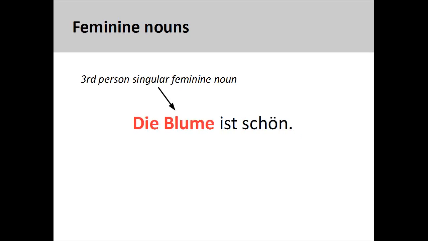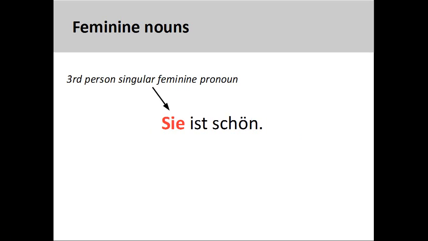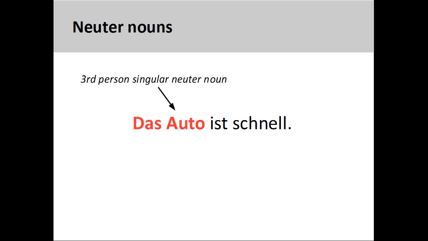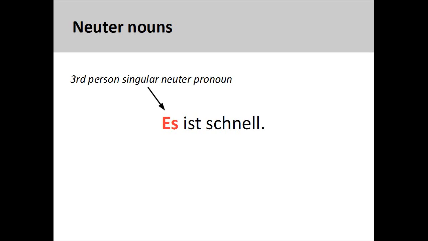Or the feminine noun Blume in die Blume ist schön, the flower is beautiful, can be replaced by the third person singular feminine personal pronoun sie, she. And the neuter noun Auto in das Auto ist schnell, the car is fast, can be replaced by the third person singular neuter personal pronoun es, it. The main point is to pay close attention to the grammatical gender of the noun when replacing it with a pronoun. This can sometimes be tricky for native speakers of English.